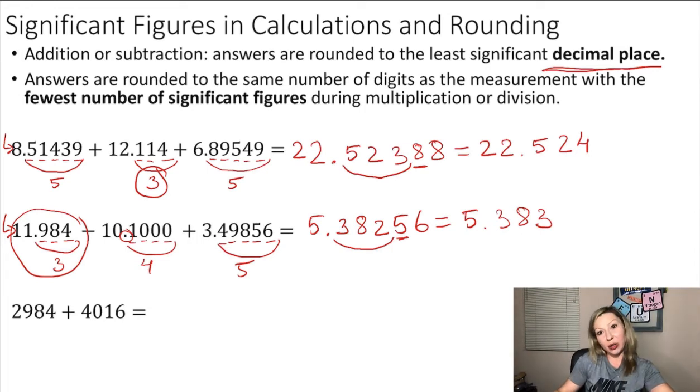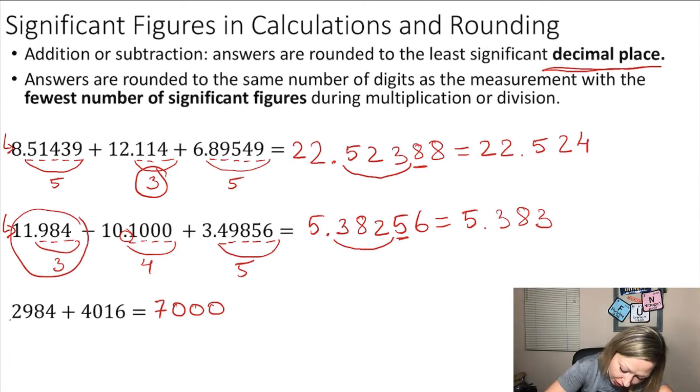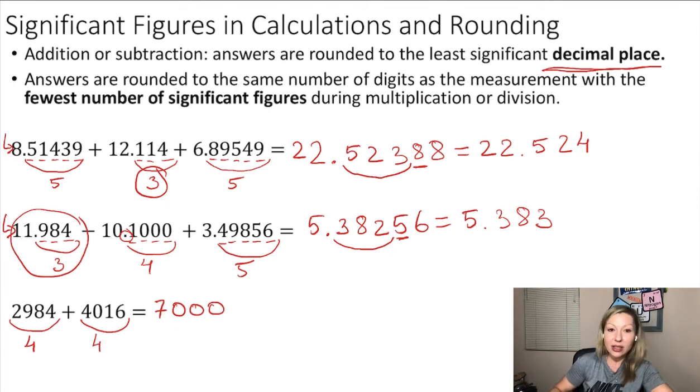Okay, let's do the last one. So there are no decimal places, right? But let's see what we get here. If you do this calculation, you are going to get 7,000. Okay, now, how many significant figures do we have in 2,984? Well, we have actually 4 significant figures. How many do we have in 4,016? Again, 4 significant figures. How many do I have in 7,000 if it's written like this?